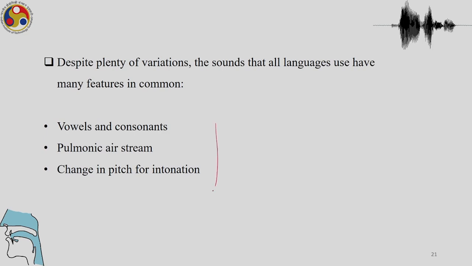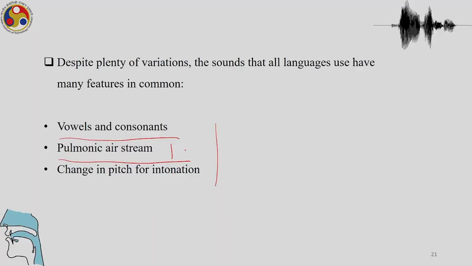And the commonality is that all languages will have vowels and consonants, which make up the words of the language, and it's not possible to have anything else other than vowels and consonants. And also, almost all languages use the pulmonic airstream, that is the air pushed out of the lungs, to make these vowels and consonants. We'll see that apart from the pulmonic airstream, the glottalic and velaric airstream mechanisms are also used by languages, but not all sounds are produced by the glottalic and velaric airstreams, because they are sort of the more difficult sounds to produce, and most of the other sounds are produced with the pulmonic airstream.